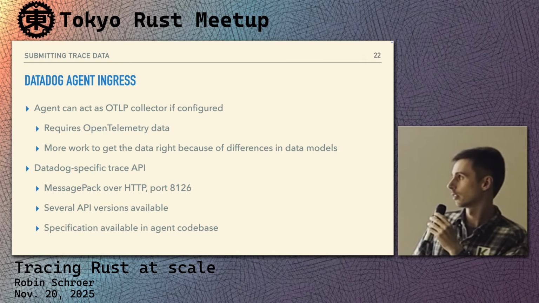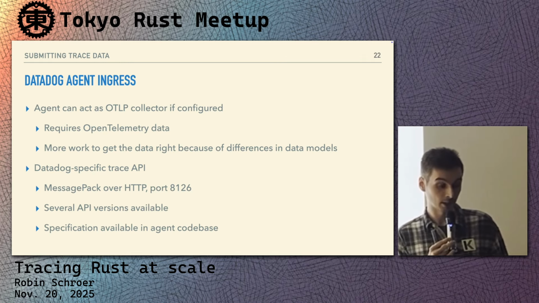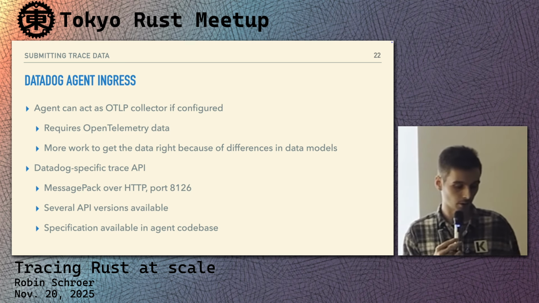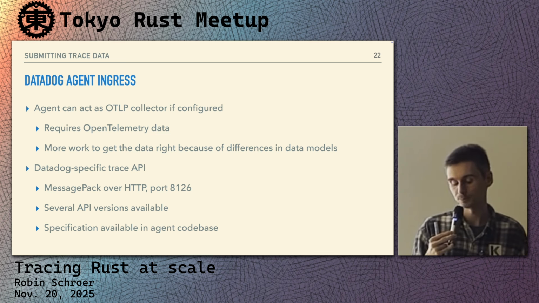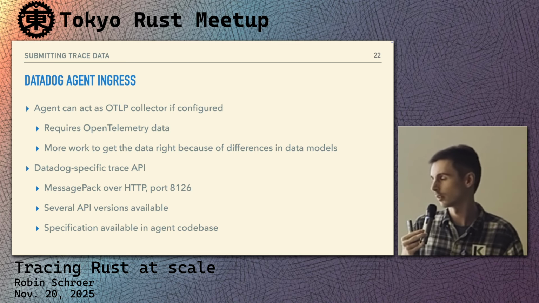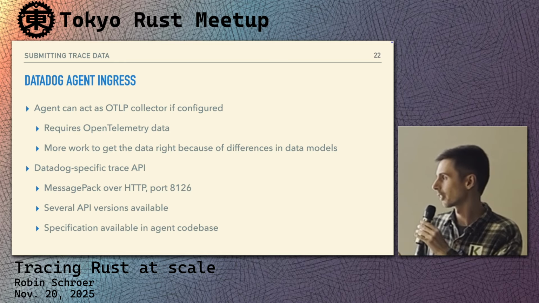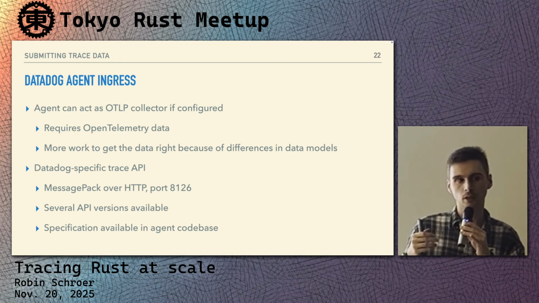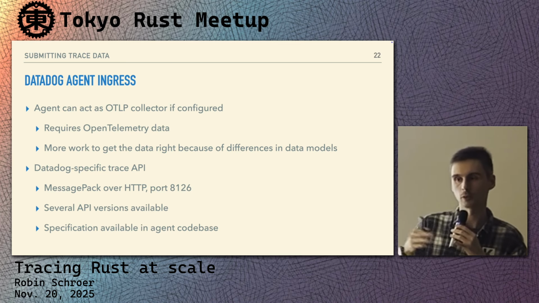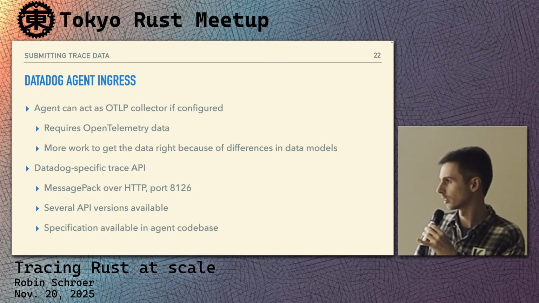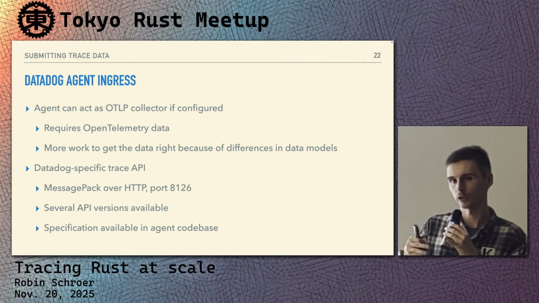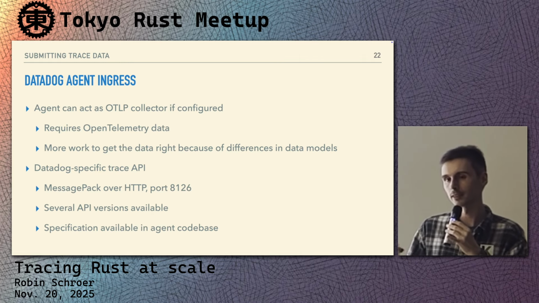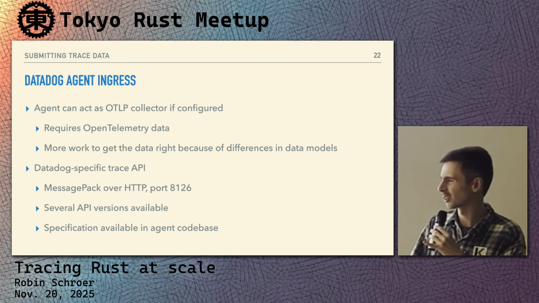The way to get the data to Datadog, there's two ways. So it can act as an OTLP collector, but you do need to configure it. You do need OpenTelemetry data. So if you don't already have OpenTelemetry data, you somehow need to generate it. And there's some mismatch in the data model between how OpenTelemetry works and how Datadog kind of wants to organize the code. So Datadog has a different kind of hierarchy where you have services which have operations which then have resources, and that doesn't exist in the same way in OpenTelemetry. So you kind of have to do a lot of manual tagging to get that to work.